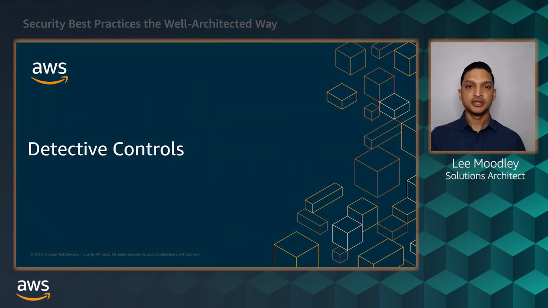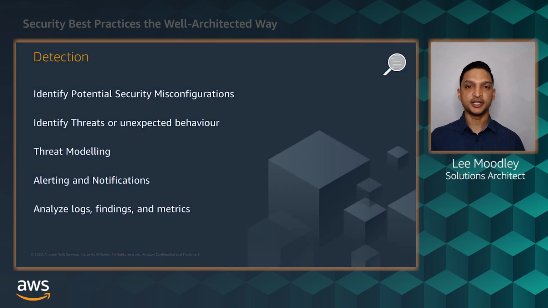Our next stop is detective controls. And this section of the security pillar deals with detecting change and routing this information to the correct team or alerting group. Asking yourself, do you still have visibility? Do you know if there's been any changes? Is there anything abnormal happening in your application that you need to be aware of?